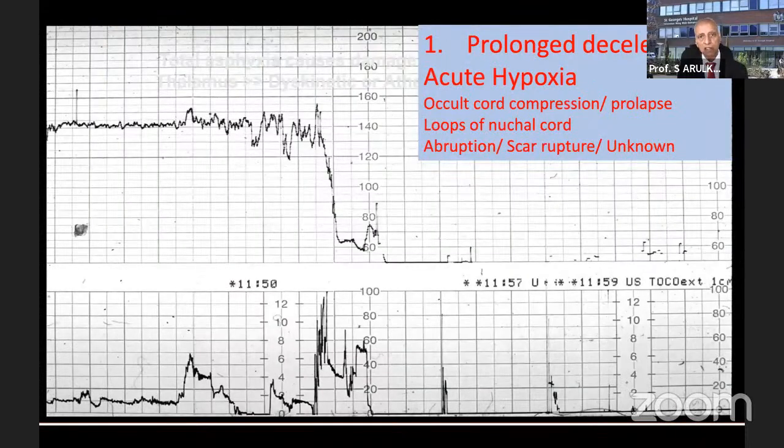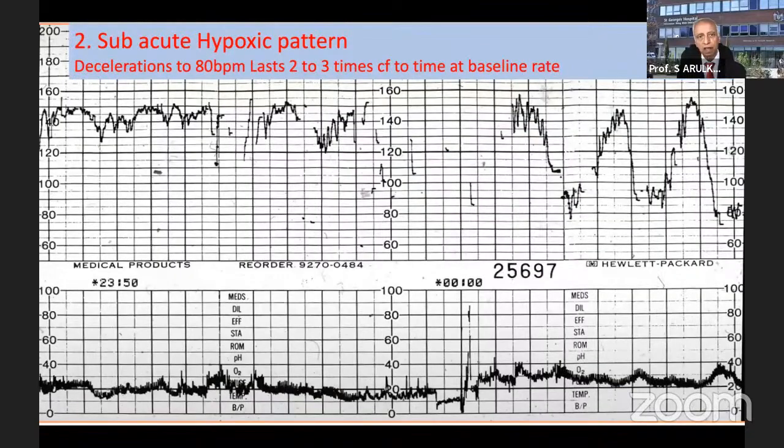This is prolonged deceleration, and can cause acute hypoxia. This can be due to occult cord compression or a loop of nuchal cord getting tight, or there are 3 or 4 cords around the neck and getting tight. Alternatively, it can be due to abruption or scar rupture or unknown. Here you have to intervene by the 3, 6, 9, 12 minutes guide. So by 15 minutes, if it doesn't show signs of recovery, then the baby should be delivered. And of course, in the second stage, you can do a forceps or a vacuum delivery.